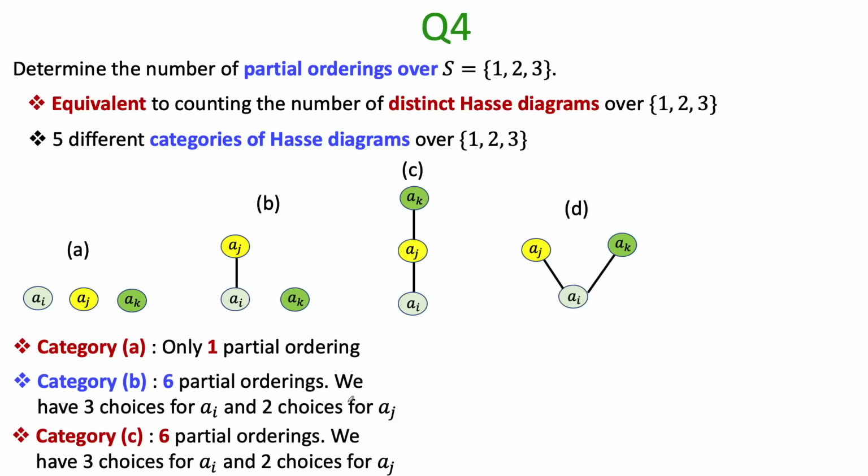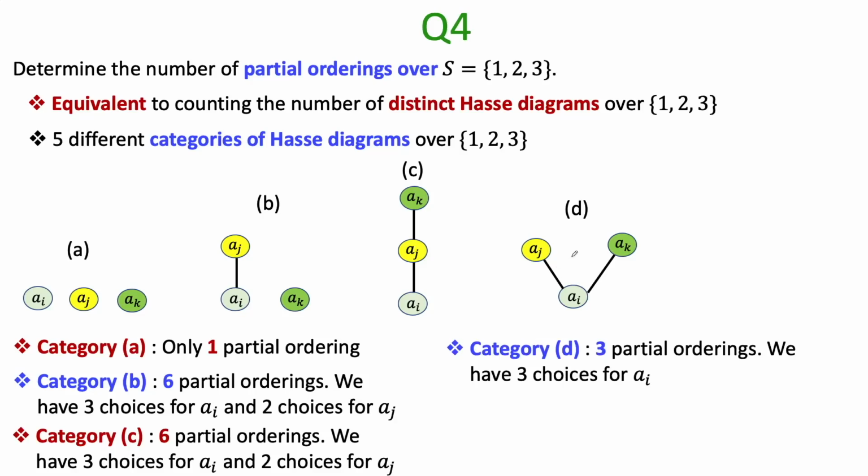Fourth category is where you have a Hasse diagram where you have a least element and 2 maximal elements. In this category, we can have 3 partial orderings depending upon the choice of your least element. Your least element AI could be either 1 or 2 or 3. Once you have decided your AI, it doesn't matter what your AJ and AK are. They are going to be the remaining 2 elements. So you can have only 3 partial orderings of this category.